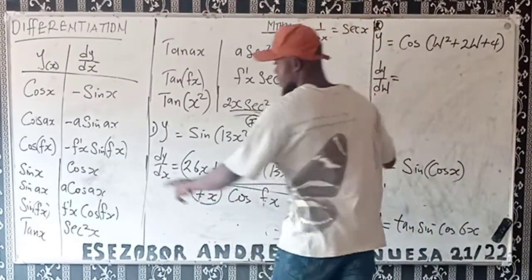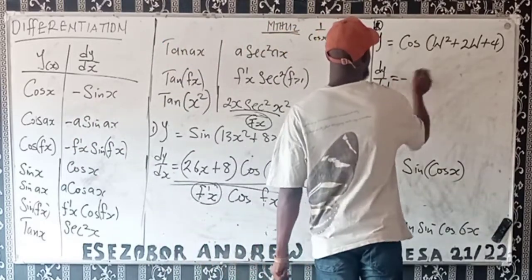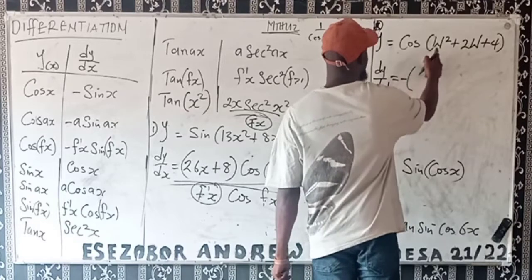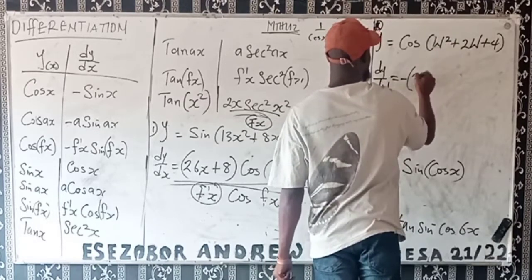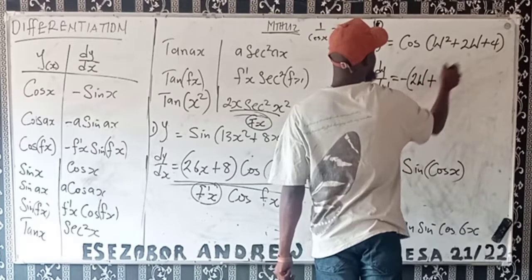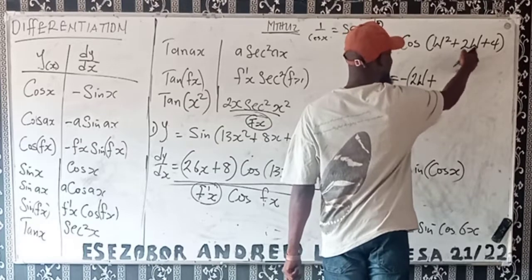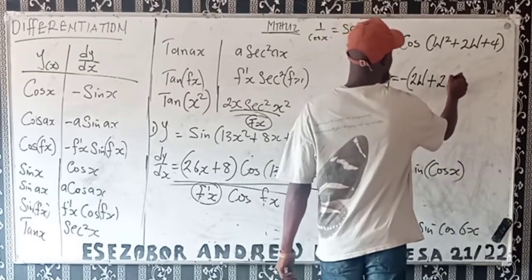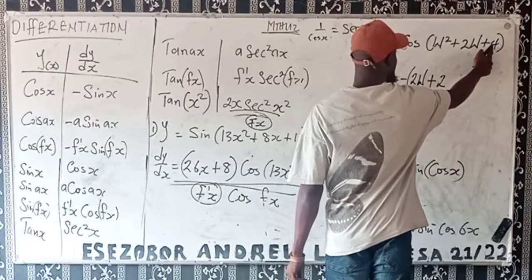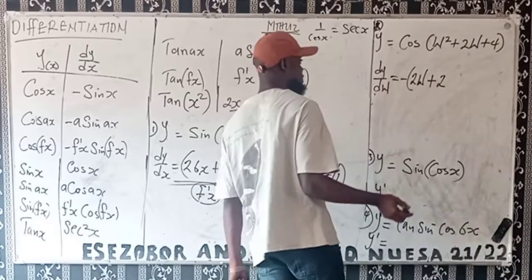Remember for cos, I'm going to have a negative sign. So you're going to have negative first, then differentiate with respect to w. w squared with respect to w will be 2 times w to the power 2 minus 1, which is 2w. Differentiating 2w, if you get 2, you're going to have just 2. That's what you'll be having there. Then differentiate 4, there's no w here, 0. Remember we are differentiating with respect to w. That becomes our variable now.